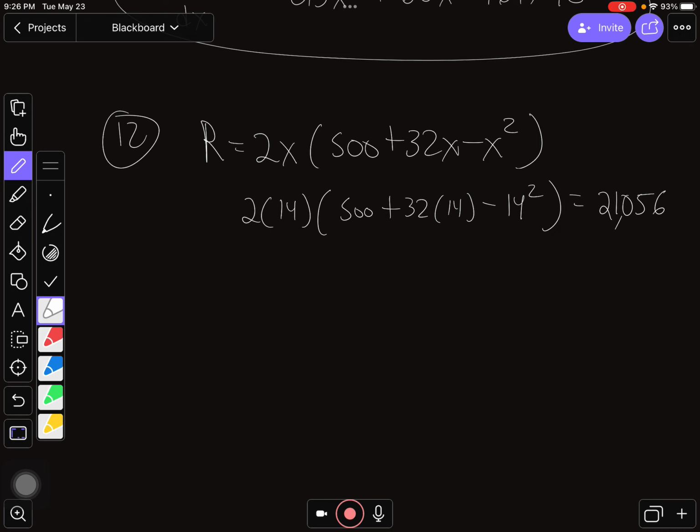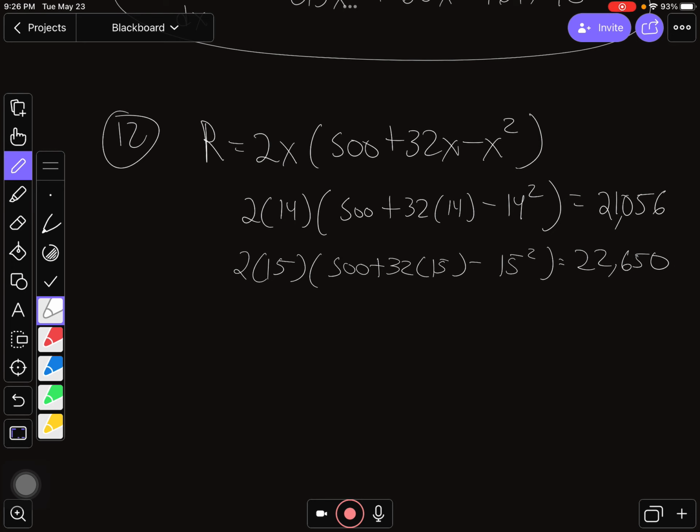So I need to also find the revenue that results from renting 15 apartments. I'm going to put 15 into the x and figure out what the revenue was from renting 15 apartments. I'm going to plug that into my calculator. So hold on one second. 32 times 15 minus 15 squared. And I'm getting 22,650.